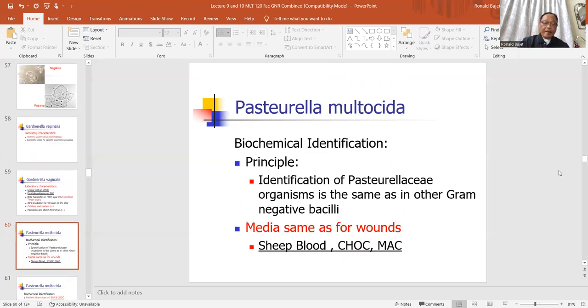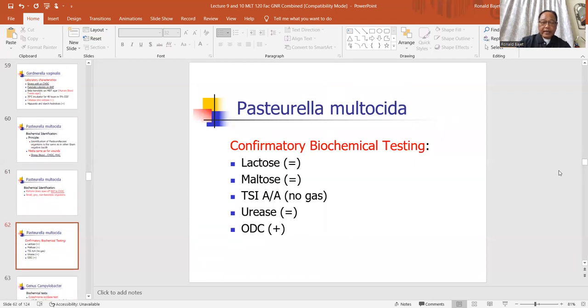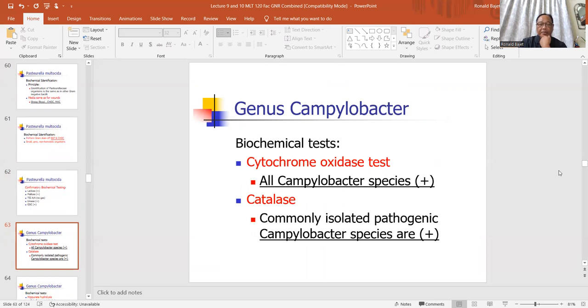Going back to Pasteurella, the media is the same for a wound. If you're going to be culturing it, say for example, the doctor wants to culture it, you just culture it on routine media, which includes sheep blood agar, chocolate, and MacConkey. And then you perform the Gram stain off of the blood and chocolate, and you'll see small gray non-hemolytic organisms. Doesn't really react too much. It looks pretty non-pathogenic. A over A on TSI, you'll think it's E. coli, non-pathogenic. Lactose negative, maltose negative, TSI is A over A, and ODC positive.